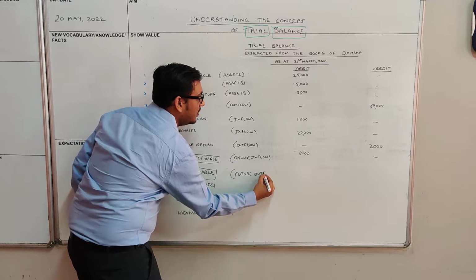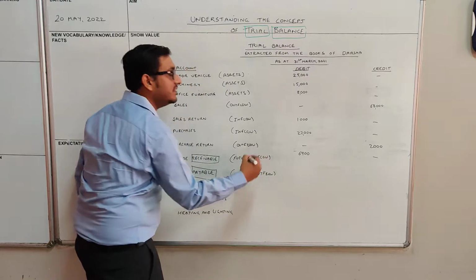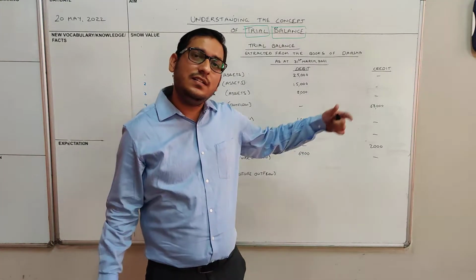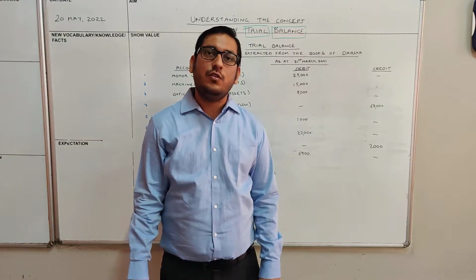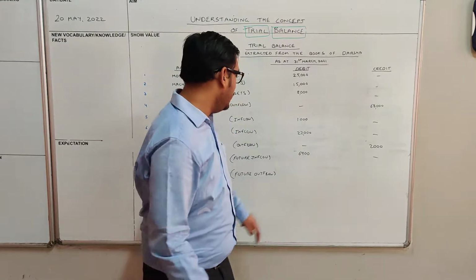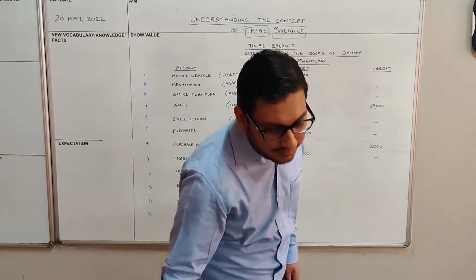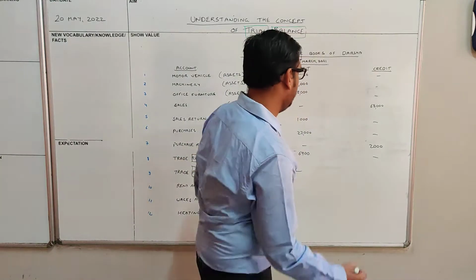So trade payable is a liability, that is, a future outflow. And we understand the concept that all outflows will have a credit balance. What goes out will always be a credit. So what is the amount of trade payable? It's 5,000.